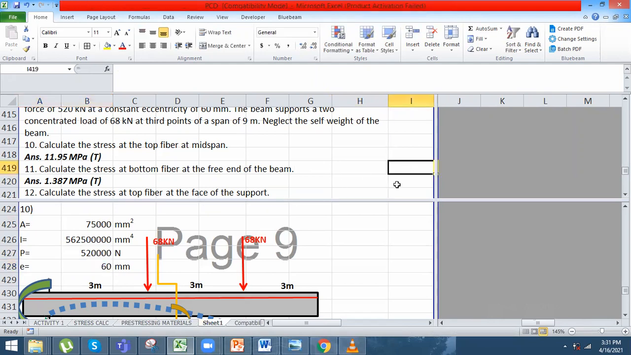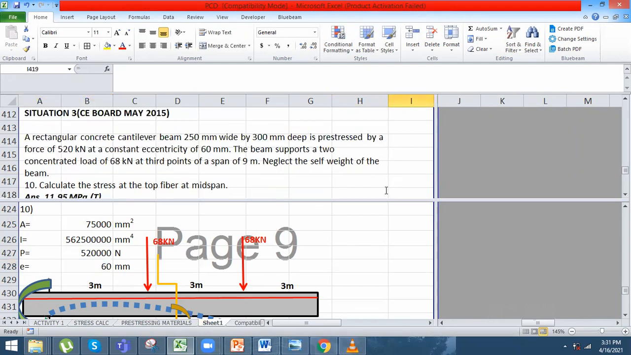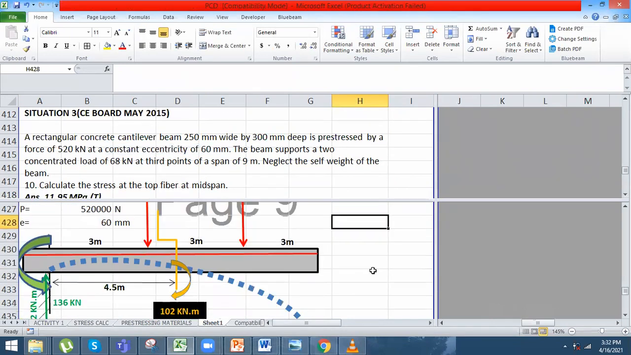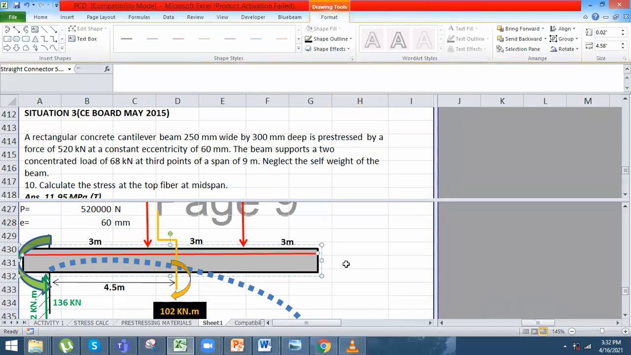Dito sa problem na to, cantilever, the problem did not tell where's the location of the eccentricity. The problem only said that it is at a constant eccentricity of 600 millimeters. So, pag cantilever guys, the eccentricity is always at the top of the neutral axis. Okay, ito yan. That red one is located at the top of the neutral axis.